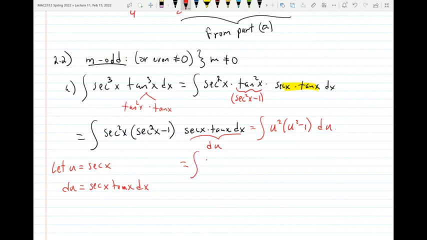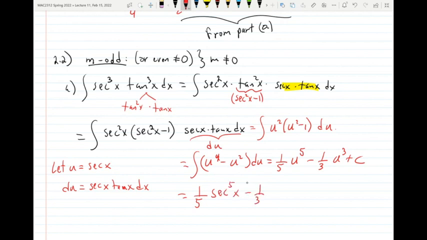All right, so this is u to the 4 minus u squared du. So that's 1 over 5 u to the 5 minus 1 over 3 u cubed. And u is secant. So 1 over 5 secant to the 5th minus 1 over 3 secant cubed.